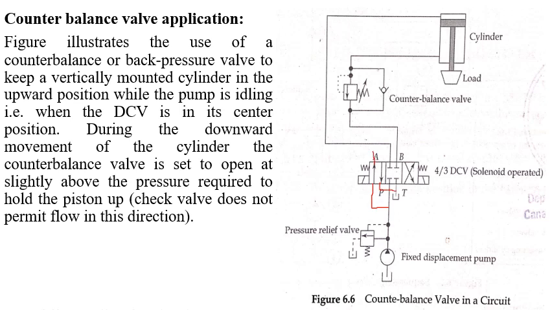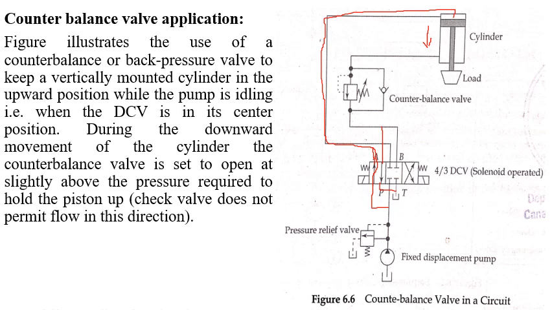Okay, this is connected like this, and this is connected to here. See, what will happen here when the 4 by 3 DCV valve is shifted to a left position or left mode: the oil flows from the pump to the blank end of the cylinder. Look at this. Here the flow from the pump is connected to here, and it goes to the blank end of the piston, and the piston travels downwards. It is lowering of the cylinder.